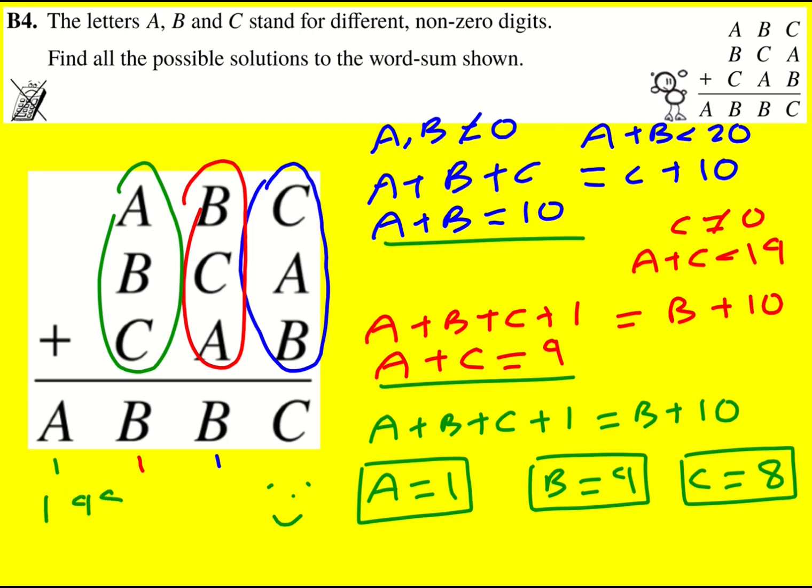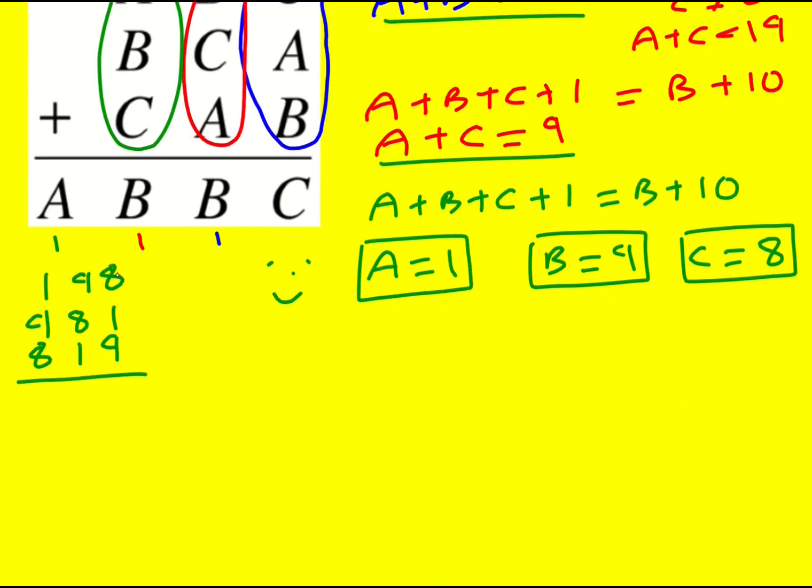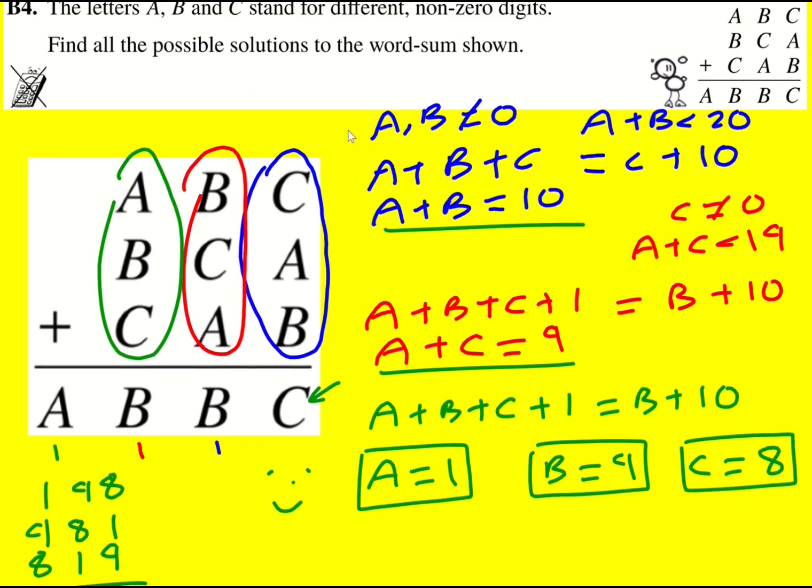So 1, 9, 8, and then 9, 8, 1, and then 8, 1, 9. Let's add them together. We're going to get an 8 here, carry a 1. You can sort of see these things happening from before. We're going to get 17, 18, 19, carry a 1, 19 again, 1, 9, 9, 8, which is indeed what we wanted here.